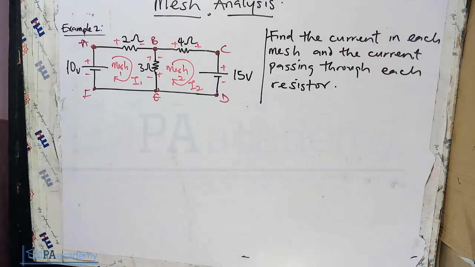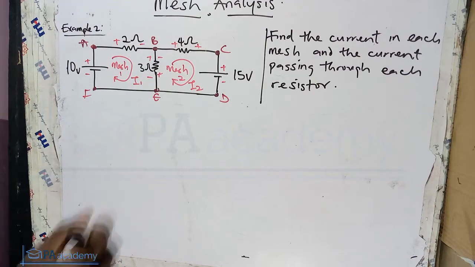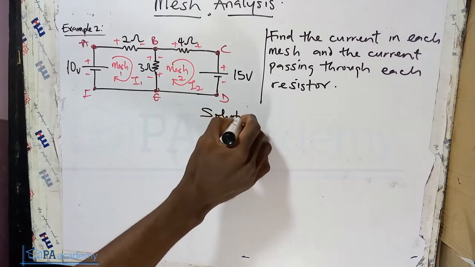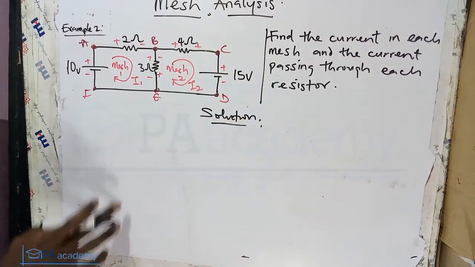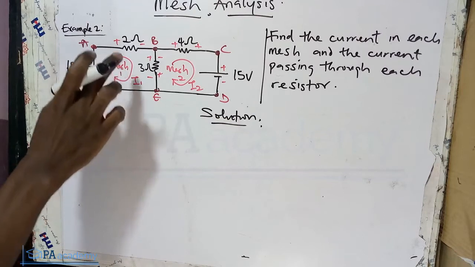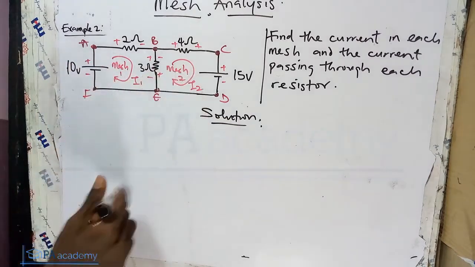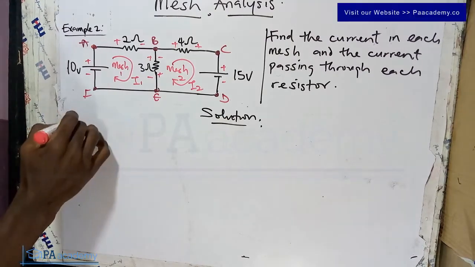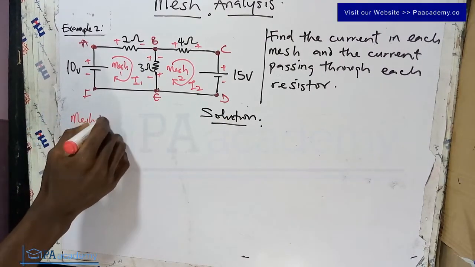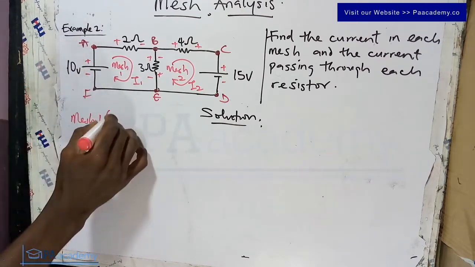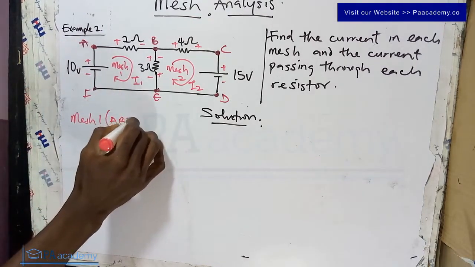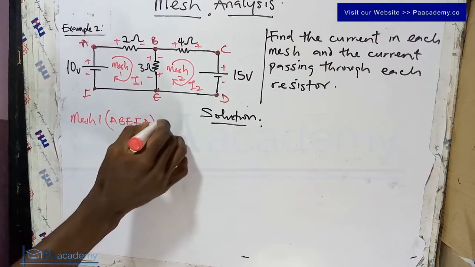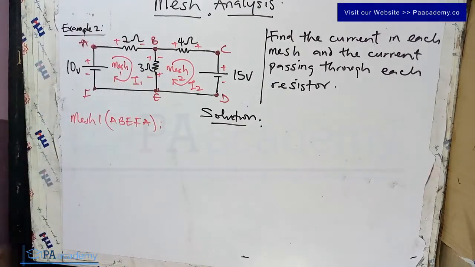So now having done that, we can go ahead and apply Kirchhoff voltage law, for us to get the value of the current that is flowing through mesh 1 and also that of mesh 2. So now let's start with mesh 1. The path for mesh 1 is A, B, E, F and back to A. So let me just indicate that. That's the path that we are considering for mesh 1.